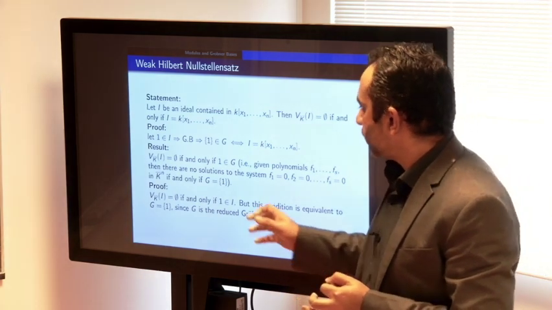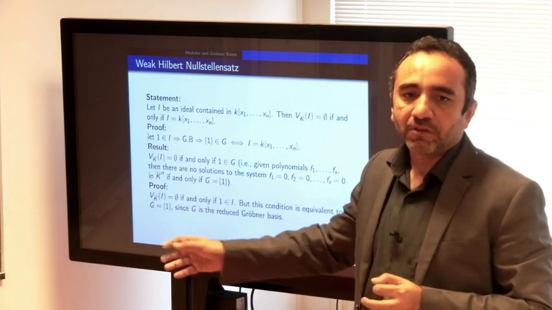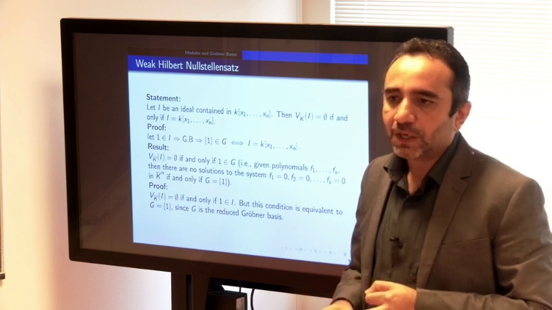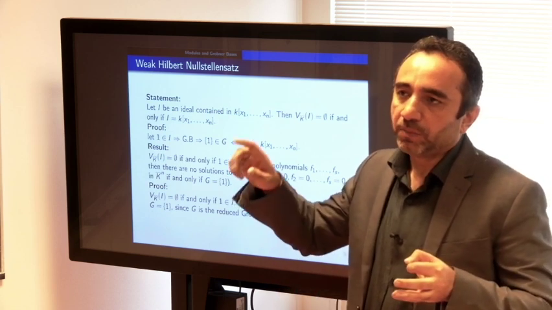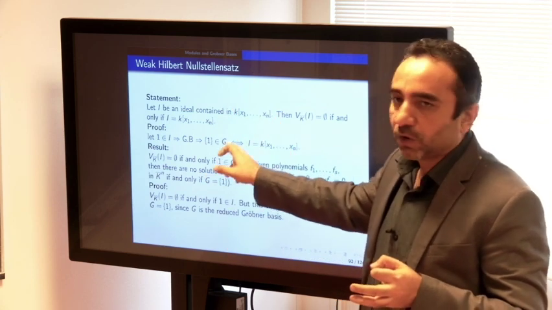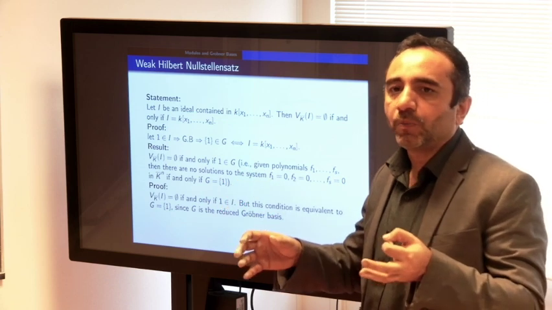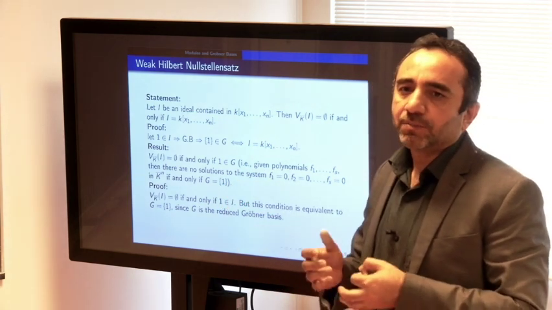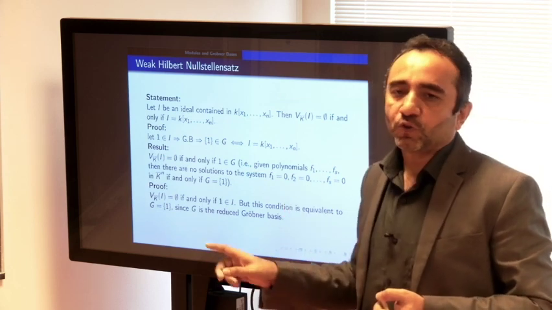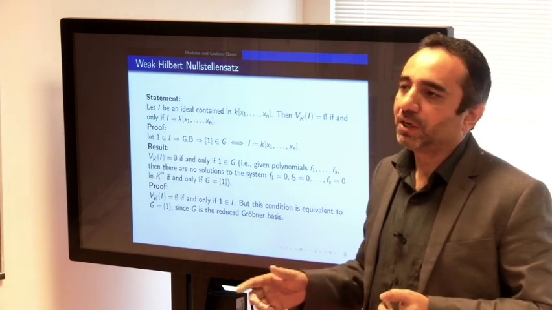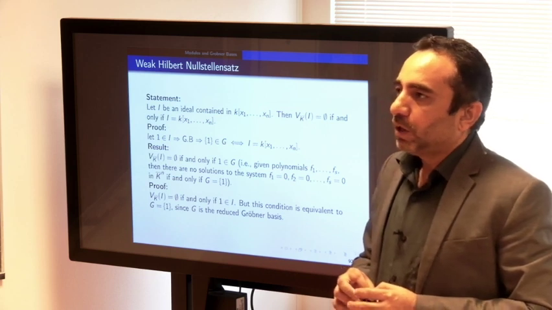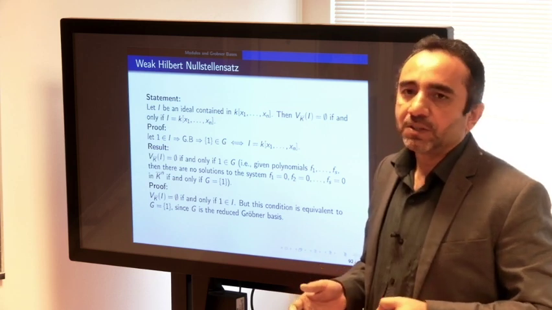Also we can say that the variety of I is the empty set if and only if one belongs to the Gröbner basis. When we say that one belongs to the Gröbner basis, that means the ideal will be given by the whole ring. So the variety is empty if and only if I is the polynomial ring itself, and we can translate the same thing in the form of Gröbner basis: the variety is the empty set if and only if one belongs to the Gröbner basis. Okay, so how to check for a given ideal whether its variety is empty or not?